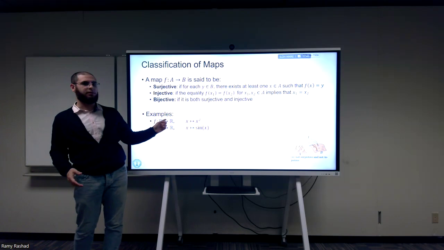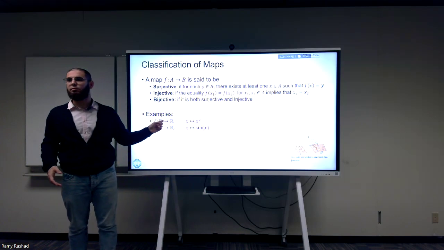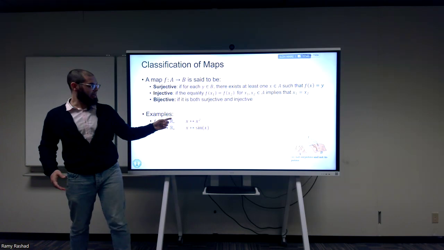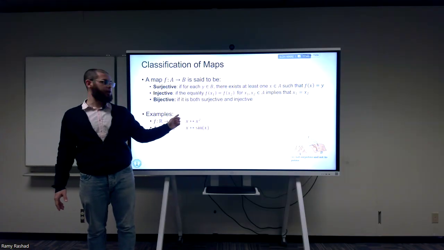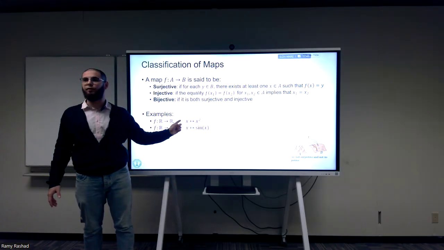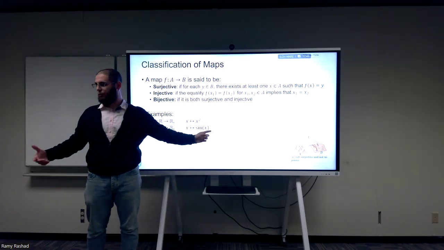So why is this one not injective? Because I can have -1 and 1 here and I get the same number. I can have -2 and 2 and I get the same number. I can have -1.5 and 1.5, I get the same number, and so on and so forth.